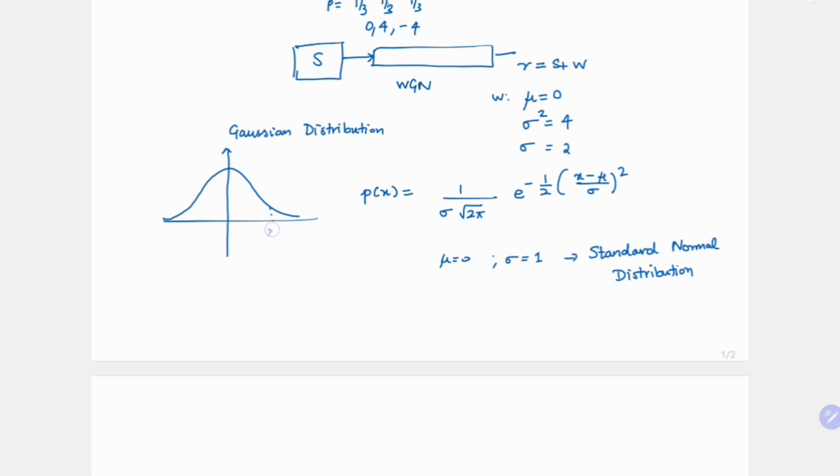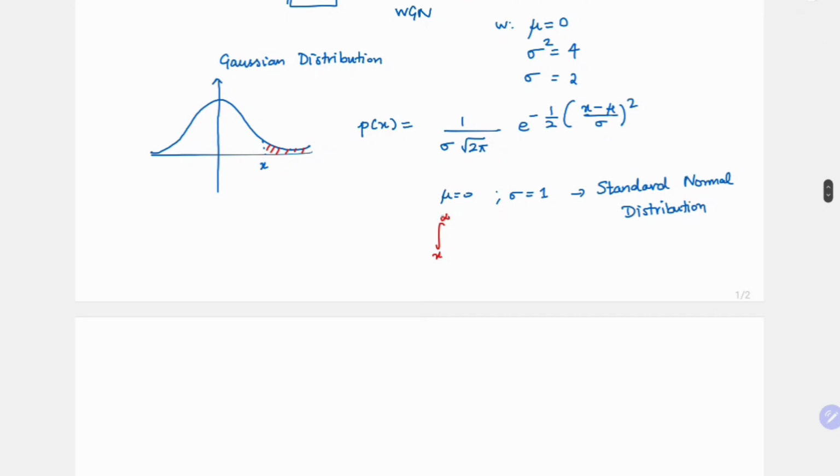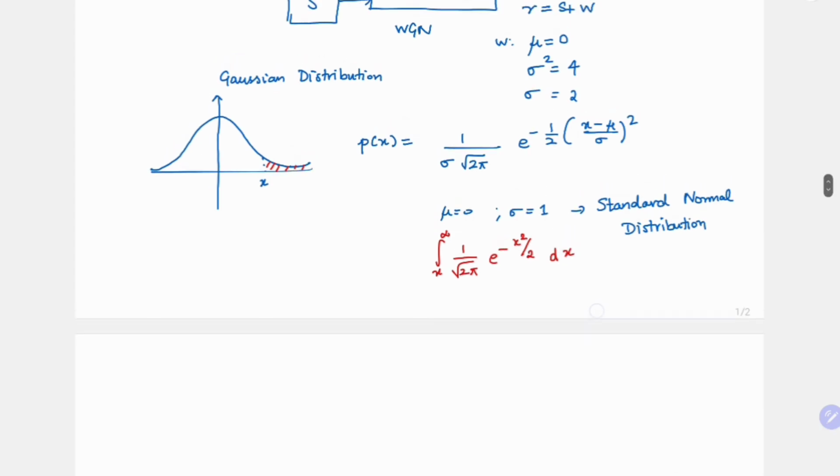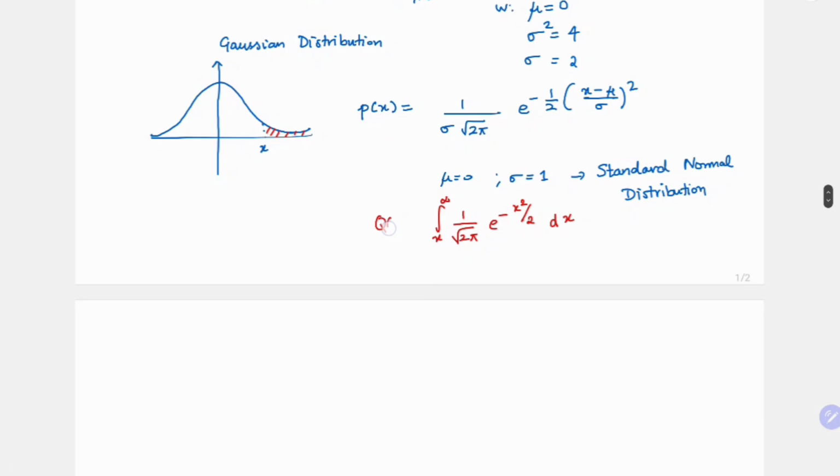And if you take any point x, and if you want to find this area, what will it be given by? It is the integral from x to infinity of this function. Let's say for the standard normal distribution, mu is 0 and sigma is 1. So it is 1 by root 2 pi, e power minus t square by 2 into dt. So this is nothing but, if you observe, your error function Q of x. So this is about your noise.